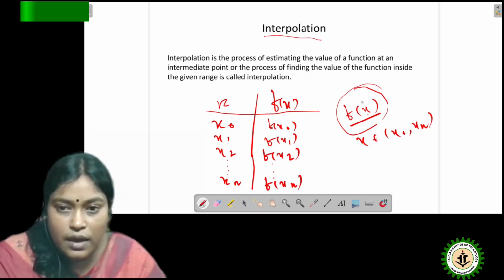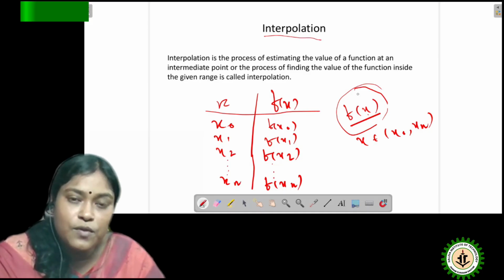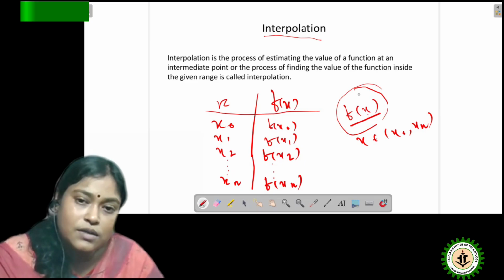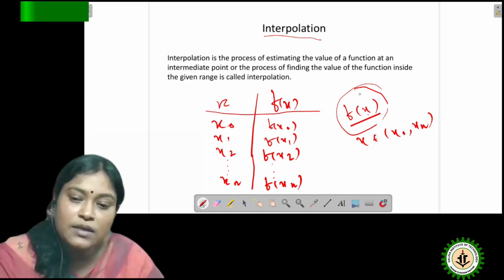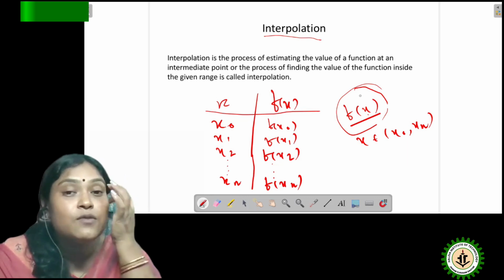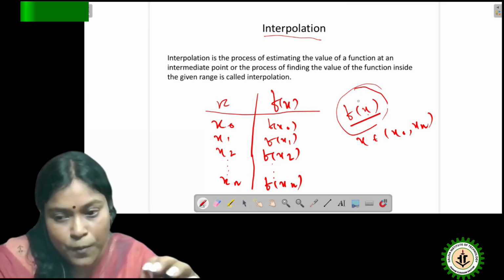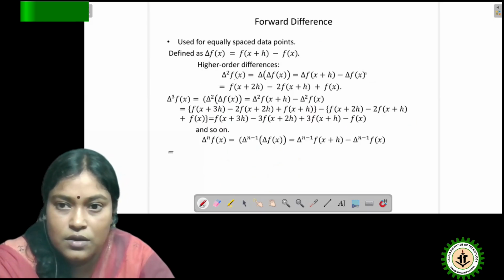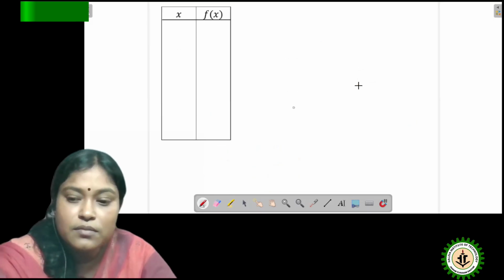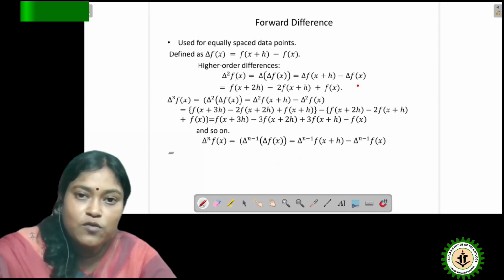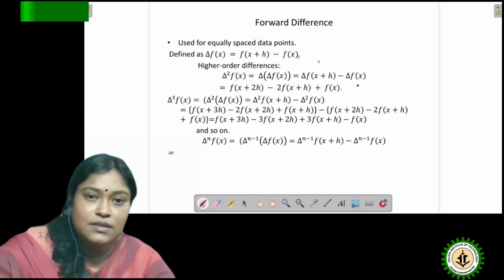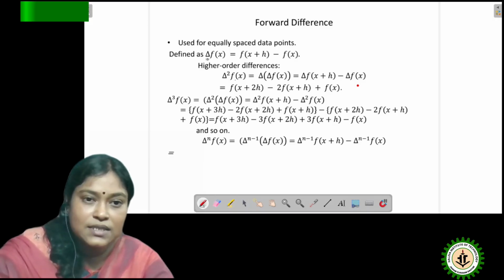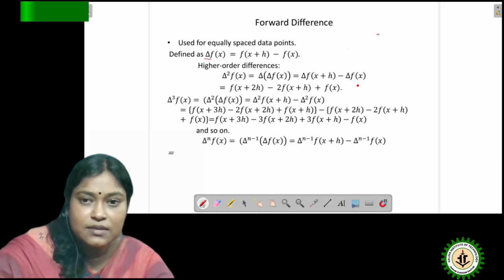Today we will learn Newton's forward interpolation formula. In the case of Newton's forward interpolation formula, we have to go through forward difference. The forward difference operator is denoted as delta.